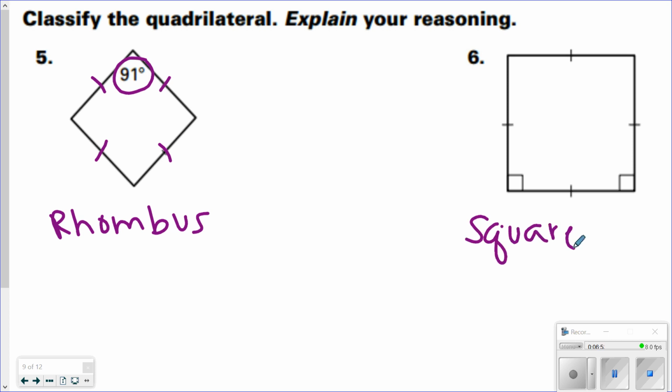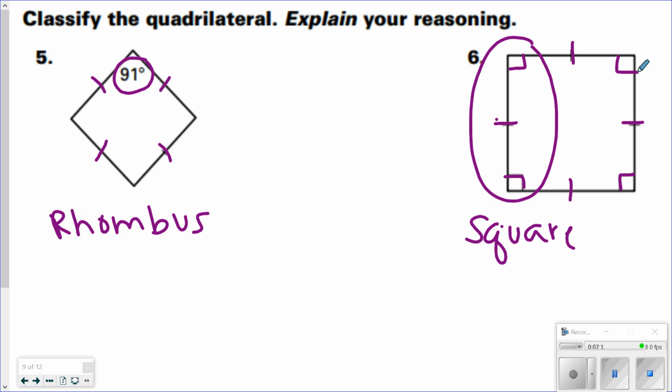How do we know that? Well, if we look, we have 4 congruent sides. We also notice that we have right angles. And since this is a quadrilateral, we know that the 2 angles here are supplementary. So if this angle is 90, this angle is also 90, and this angle has to be 90. So since it has 4 congruent sides and 4 right angles, we then have a square.